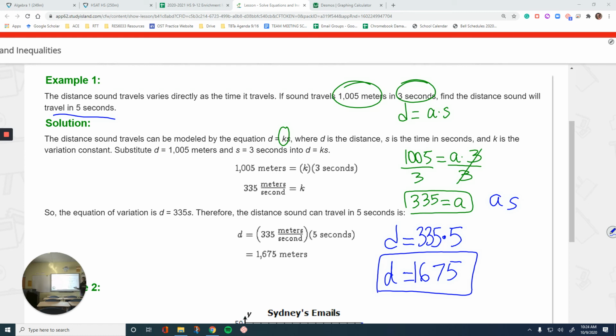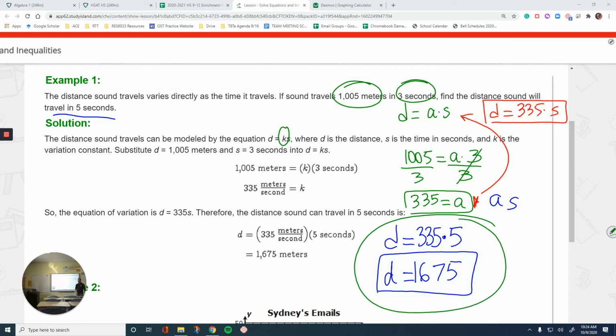Okay, it's the same setting. Instead of writing an equation, like after, here's what I did with IXL. We found this, A equals 335 for IXL, and then we plugged it back in here. We said that, okay, so distance equals 335 times the number of seconds. This was IXL. Now, for the Study Island, we have one more step, which is right here. Once we have our equation set up, we plug in the numbers given, and then we figure out whatever we are looking for.